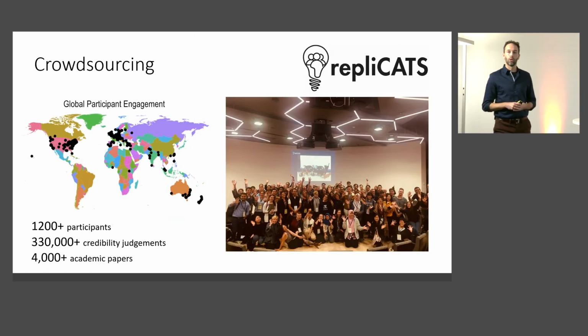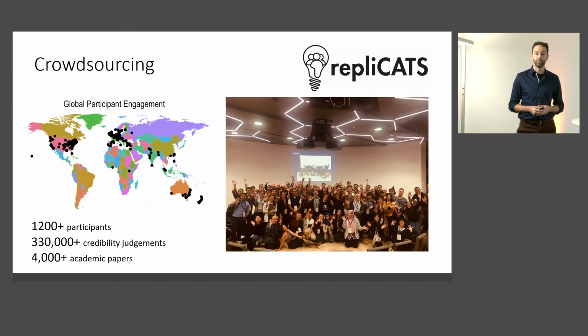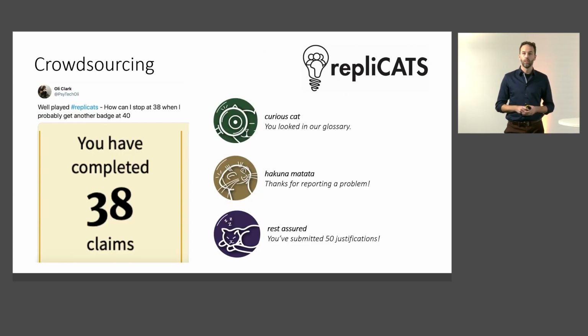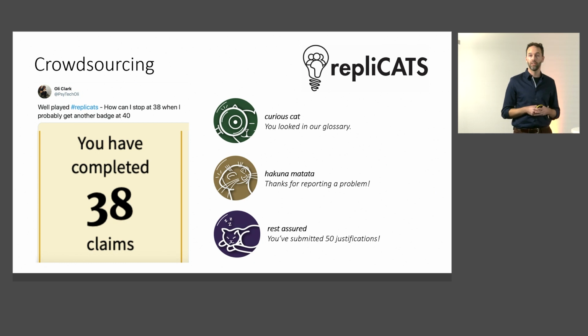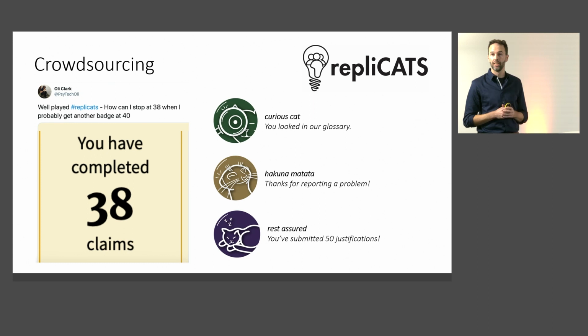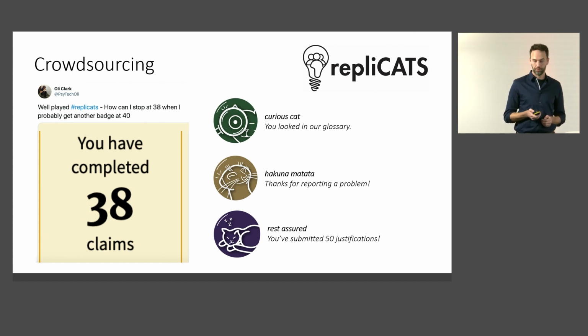So our crowdsourcing approach will follow a model that's been successfully demonstrated in the context of the Replicats project, which was led by our team member Fallon. The Replicats project successfully built a community of over 1,200 participants who made over 330,000 credibility judgments for over 4,000 academic papers. Fallon and her team achieved this by creating a really fun and engaging community. So they used an evidence-based gamification strategy in which participants received various prizes and badges, like the Hakuna Matata badge, for achieving various project goals.